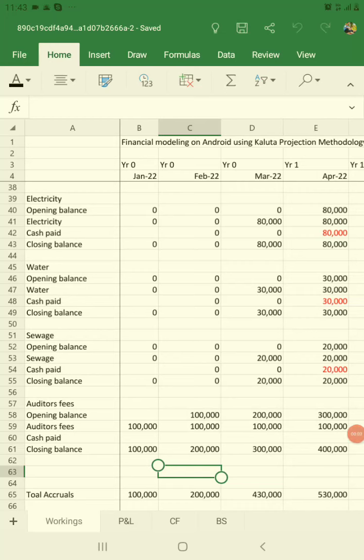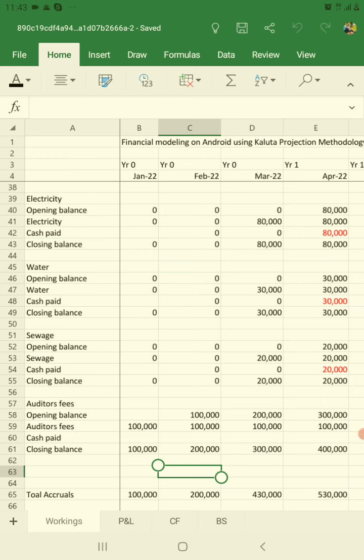Welcome back to this tutorial on financial modeling on Android using Kaluta projection methodology. Last time we ended up in modeling of overdrafts and accruals. Now let us proceed to model fixed assets.